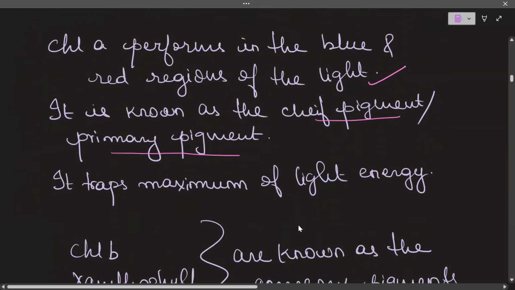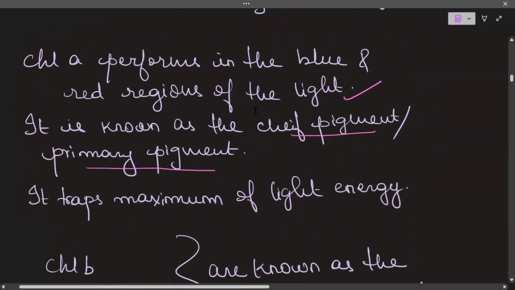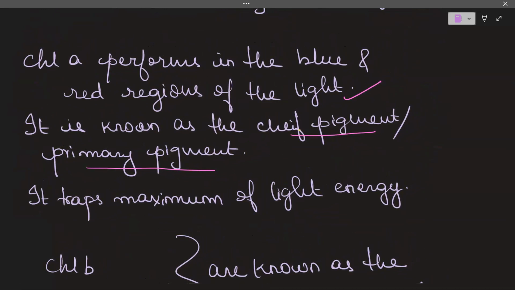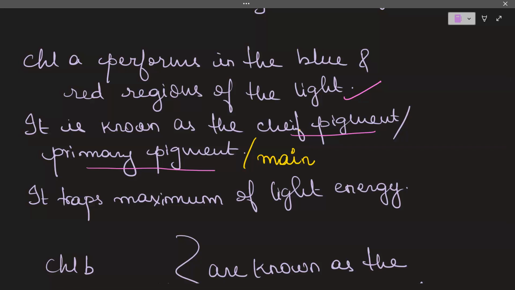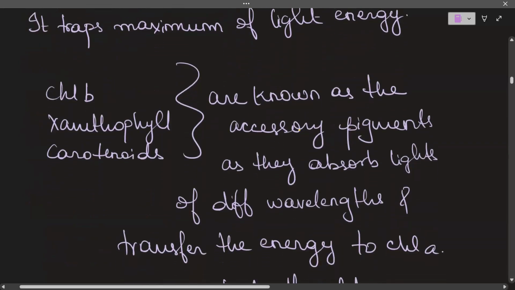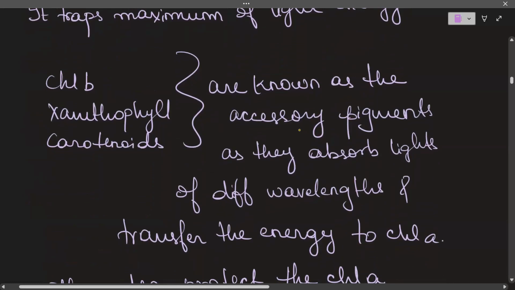Now the chlorophyll performs in the blue and the red regions of the light. And the chlorophyll A molecule is known as the chief pigment, or the primary pigment, or the main pigment of photosynthesis. It traps the maximum light energy, meaning the amount of light energy captured by the chlorophyll A molecule is the highest compared to chlorophyll B, C, and anything else.